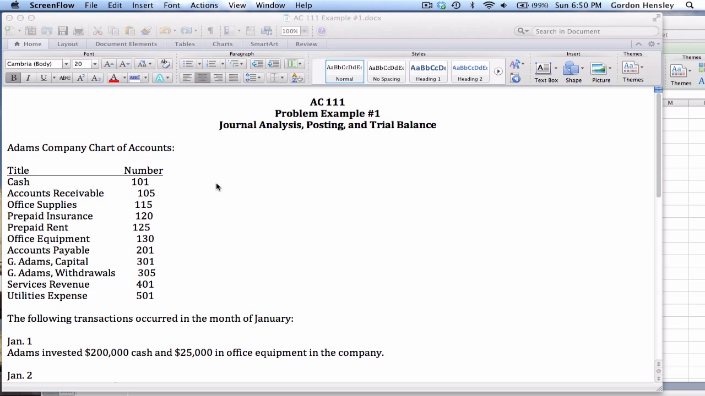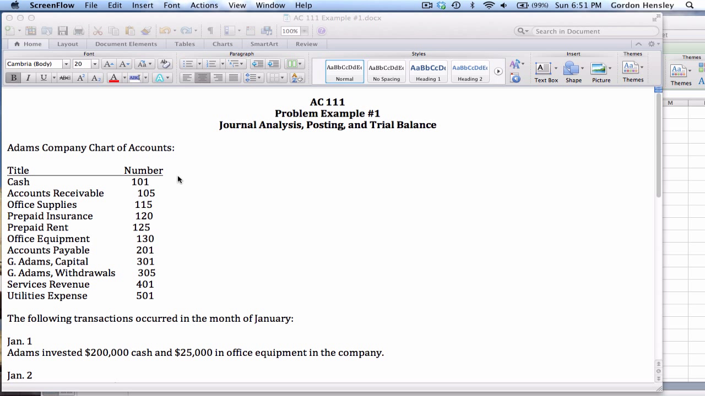And that's because initially there's a lot to learn in terms of debits and credits, journal entries, and how everything's going to work together to create the final trial balance. Now, the very first thing we have in this particular problem, it says that Adams Company has the following chart of accounts. So notice that they are providing us with a chart of accounts for that company. And we see all the account titles. We also see the account numbers.